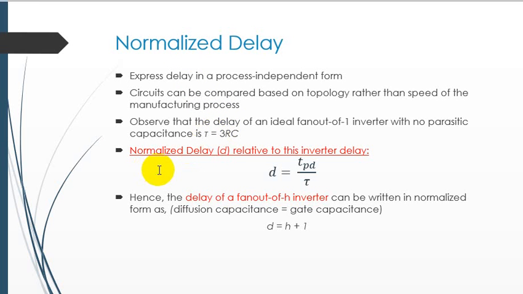Then the normalized delay can be related with the inverter delay: d is equal to t_pd divided by tau. So hence the delay of a fan out of each inverter can be written in the normalized form, with diffusion capacitance equal to gate capacitance, as d is equal to h plus 1.